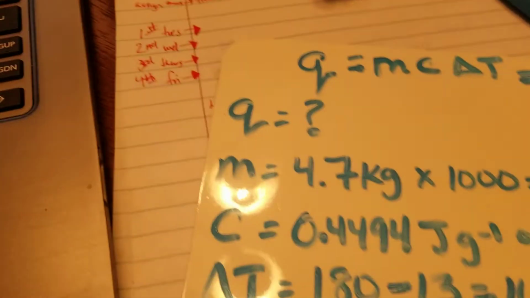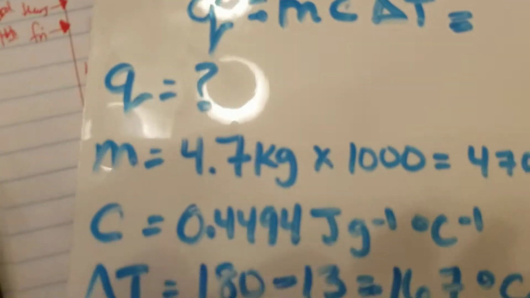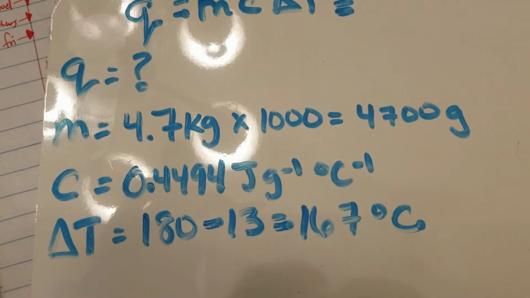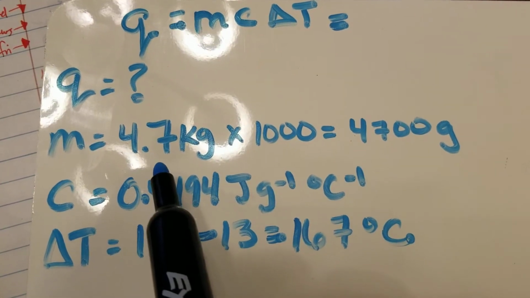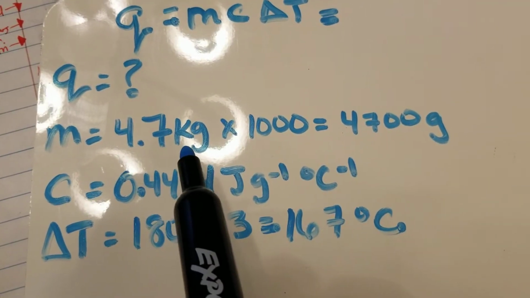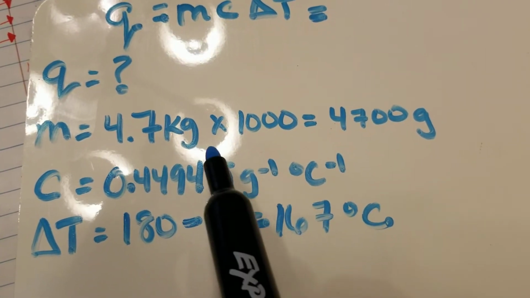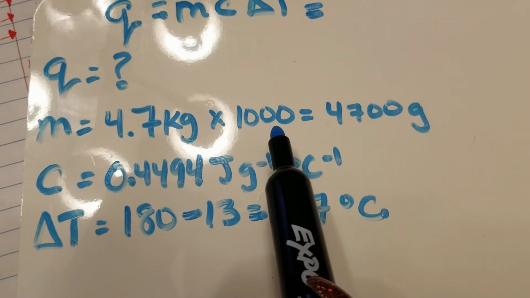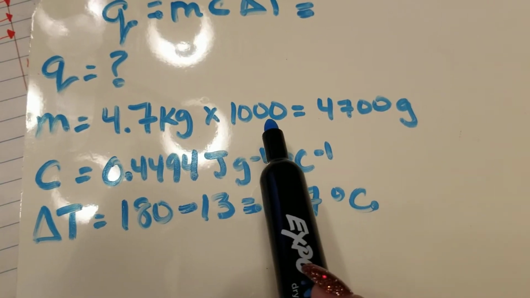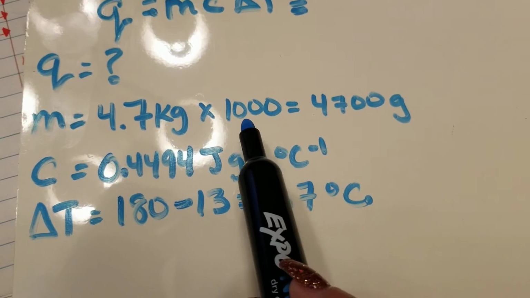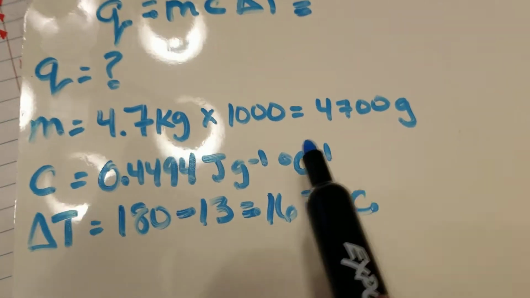Okay, number 3. So what do we have? Q equals mc delta T. What do we have for our variables? Q, we don't know. That's what we're trying to look for. m, well, they give us 4.7 kilograms, but I need it to be grams so that the units are going to cancel here. You see that? So I need to multiply by 1,000. You guys know how to do that. It's just a conversion. You can set it up as a T-chart if you'd like. There's 1,000 grams in 1 kilogram. So you're going to multiply by 1,000, and that's how you get grams. So 4,700 grams is the mass.